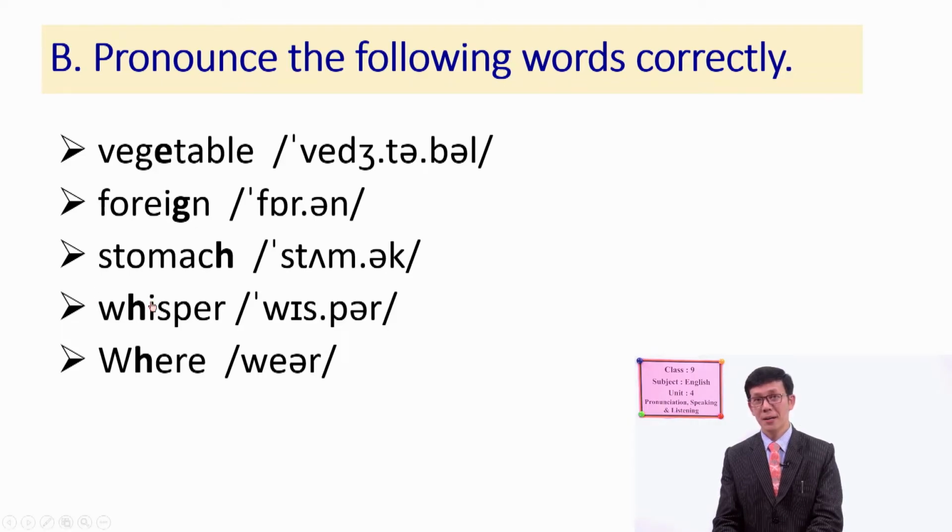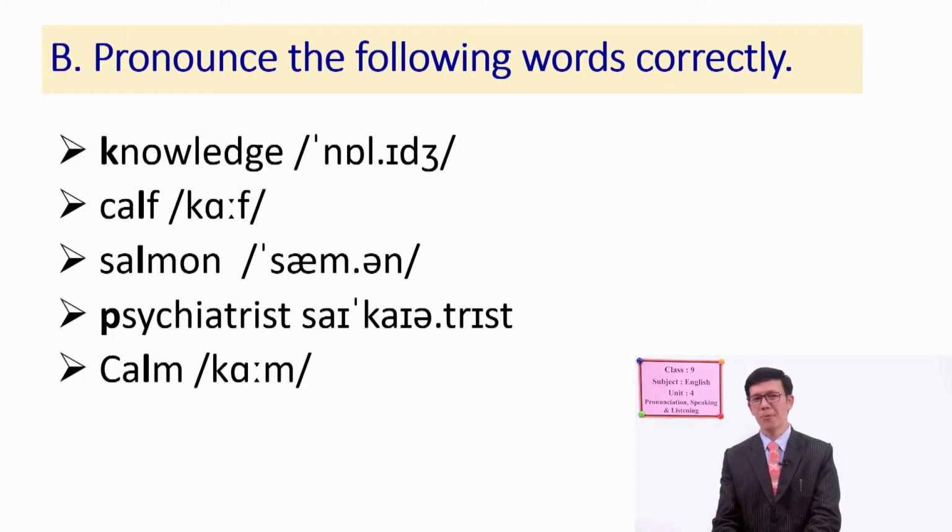Whisper. Okay. Yes. Where? Got it? Very good. Okay, so yeah, there are some more words. Look at this one. What about the first word? Knowledge. Yep, knowledge. Okay, yes. Another word? Calf. Okay, calf. Okay, what about this? Come on. Salmon. Salmon. Okay, yes.